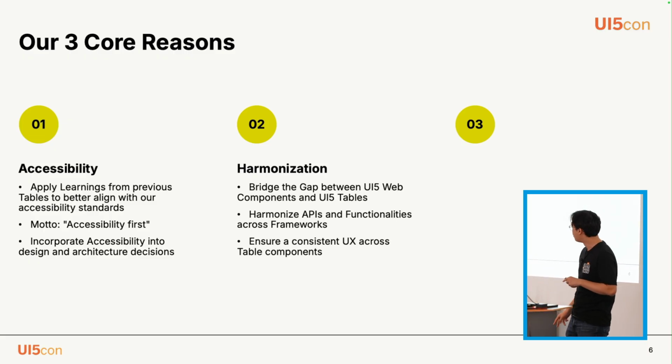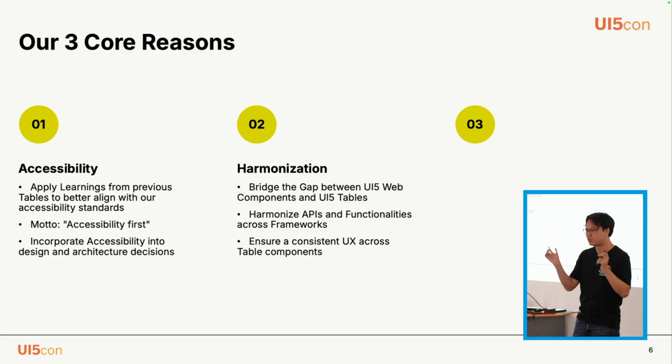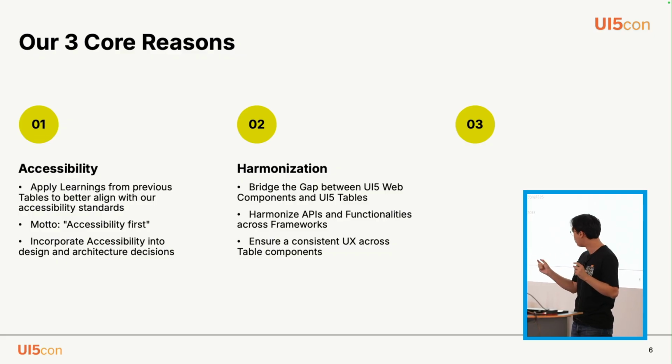The second major point for us, or the second major reason for this change, is harmonization. Maybe you've seen it already. There are a lot of different APIs and functionalities between different table components in the UI5 web component table world and the UI5 world. So our goal with this reset was to harmonize APIs and functionalities across the framework and ensure consistent UX across table components. So even if you use a UI5 web component table, you won't notice as a user because it's just functioning like any other table in UI5.